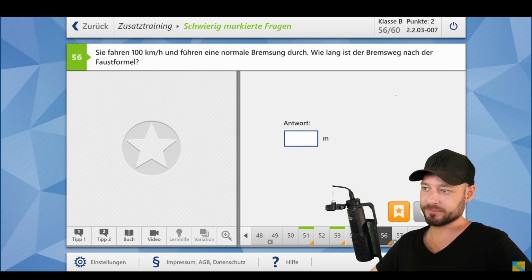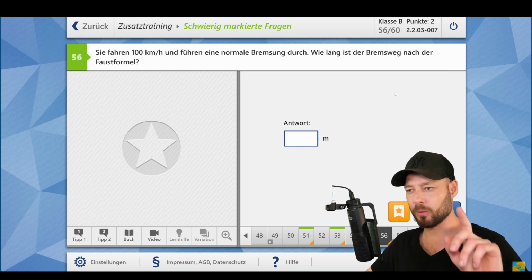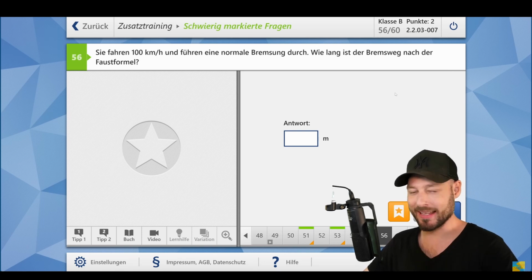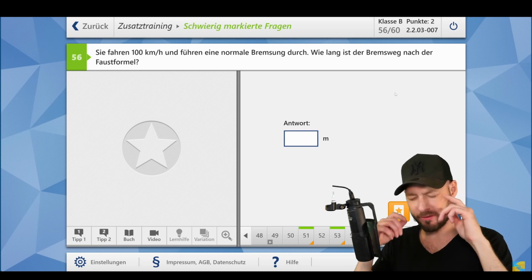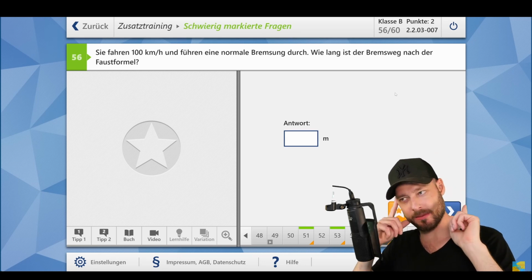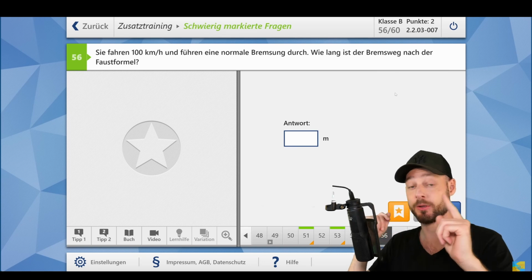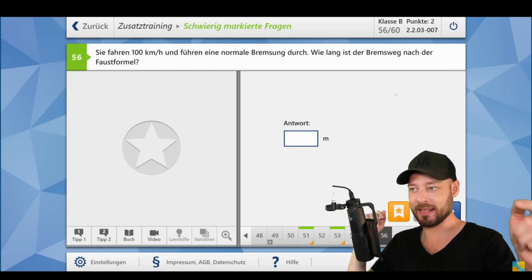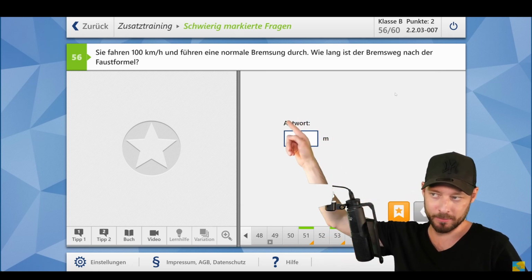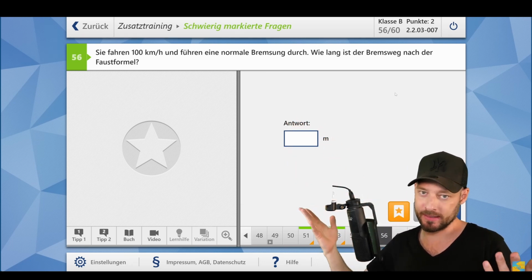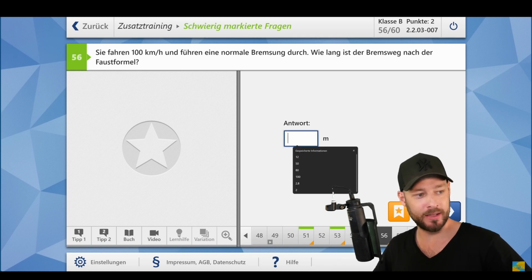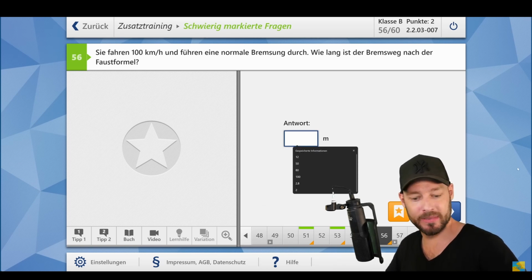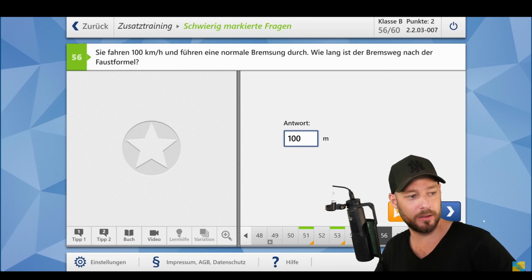You're driving 100 kilometers per hour and are braking normally. How long is the braking distance according to the rule of thumb? So, if you paid close attention at the beginning, you'll be able to answer that yourself. What was that formula again? It was at the very top. It was the speed being driven divided by 10 times the speed being driven divided by 10. So, 100 kilometers per hour by 10 is 10 and 10 times 10 is 100. That means that our braking distance at 100 kilometers per hour is also 100 meters.